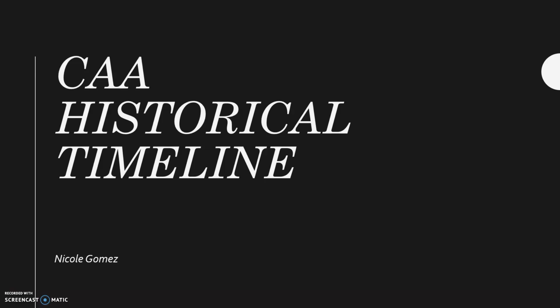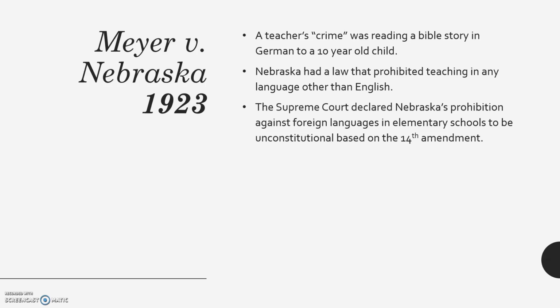This is a historical timeline of events that have impacted the education of English language learners in America. Meyer versus Nebraska, 1923.